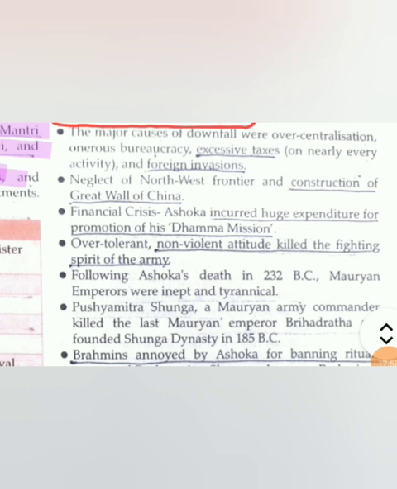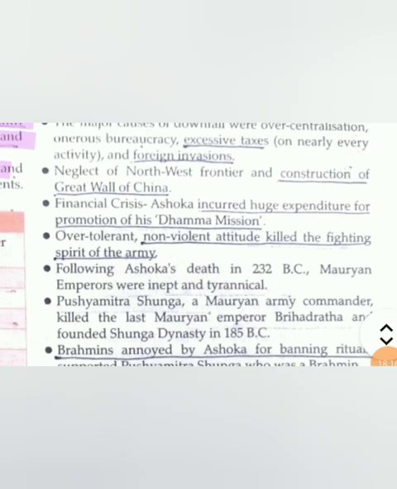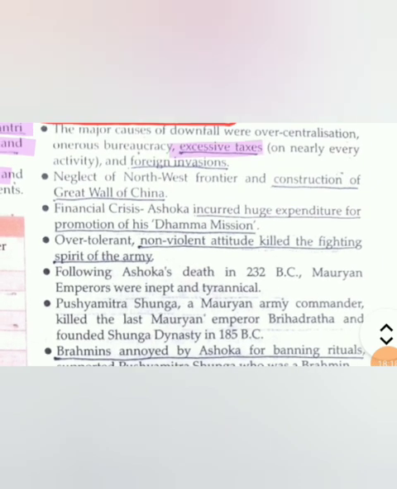So this was one reason, that the last ruler was killed by his commander-in-chief. Because of this, the Mauryan dynasty ended. This is the obvious reason, but some other reasons were also there for the decline. They were: excessive taxes were levied, and foreign invasions were there. Construction of the Great Wall of China, second point.